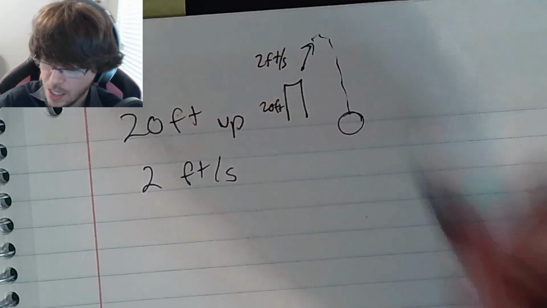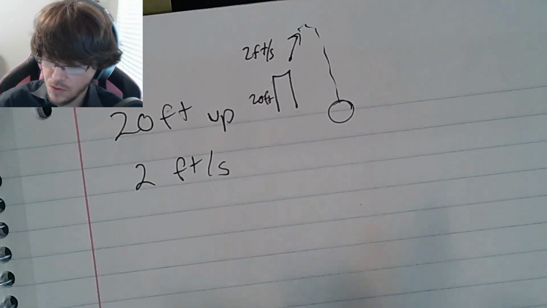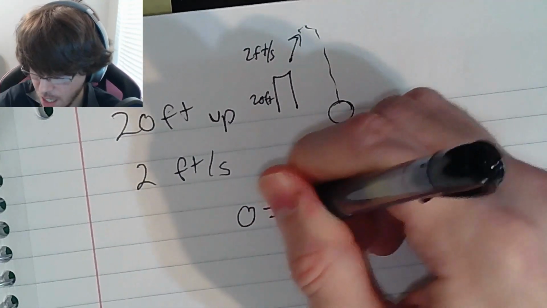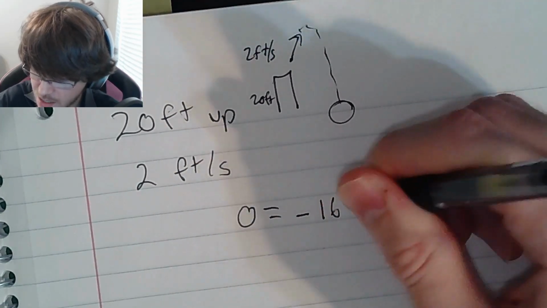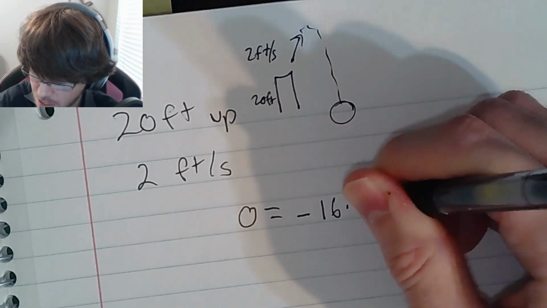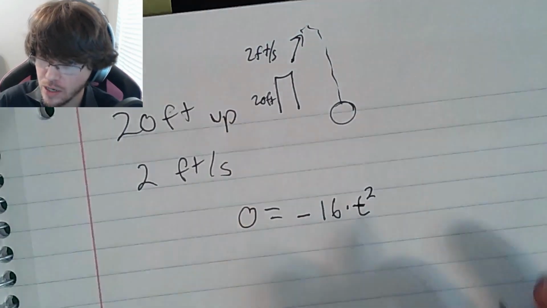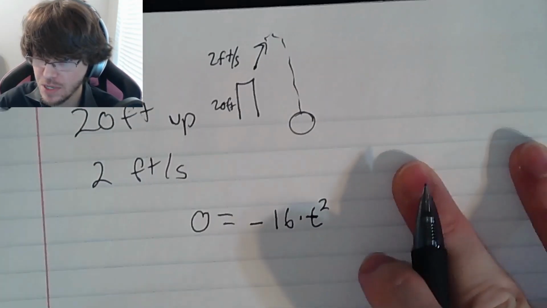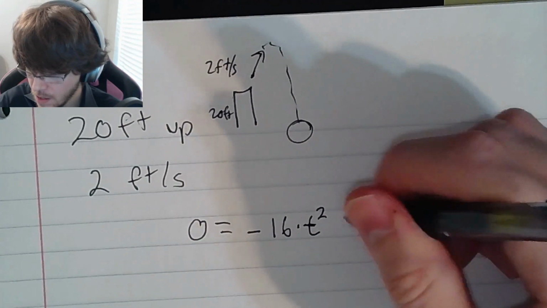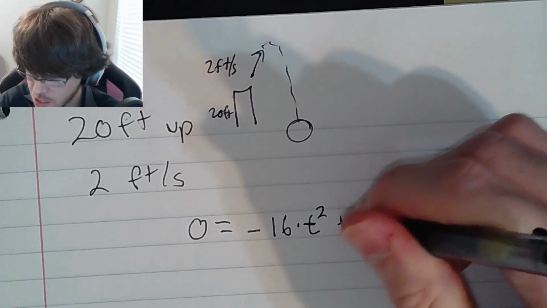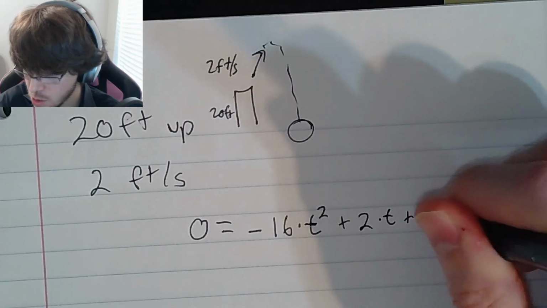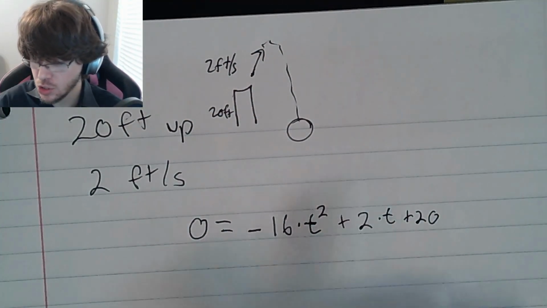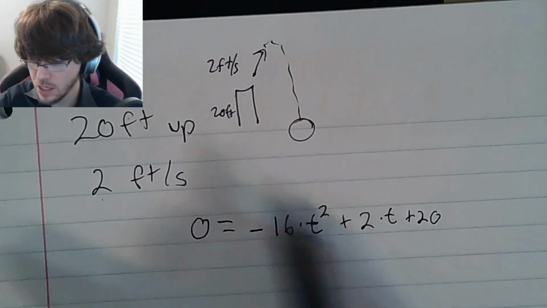So how long? It turns out, if you solve the equation, 0 for the height equals negative 16 times the time, that's a t, squared. Explain that negative 16 in a second. Plus 2 times the time, plus 20. 2 comes from there and 20 comes from there.